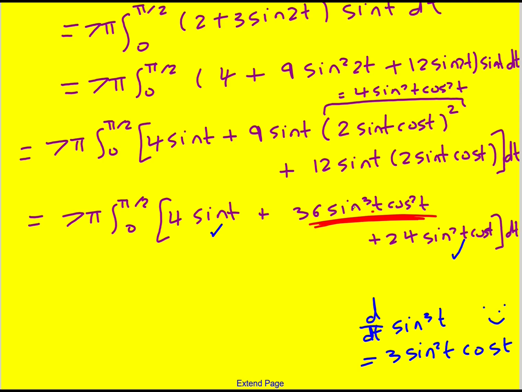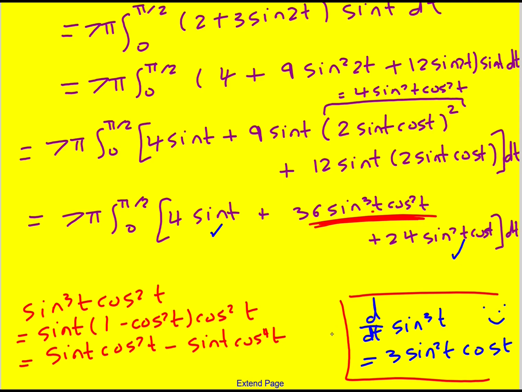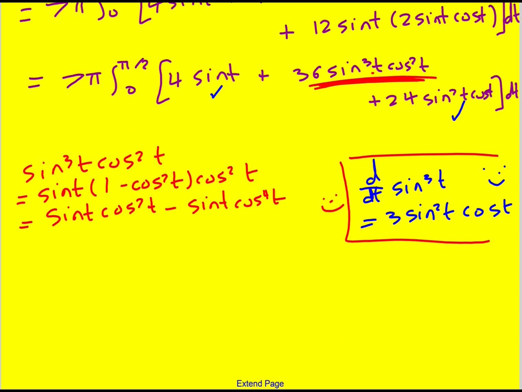Instead, we're actually going to replace sine cubed by sine and then sine squared. So sine cubed t cos squared t is actually going to equal sine t and then sine squared t, which I'm going to replace by 1 minus cos squared t. And what we actually end up getting is sine t cos squared t minus sine t cos to the 4t. See, I've now got it in this kind of form. Okay, we're ready.